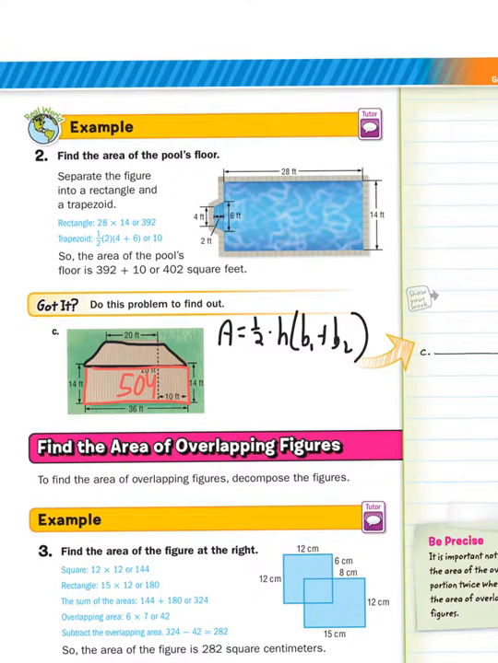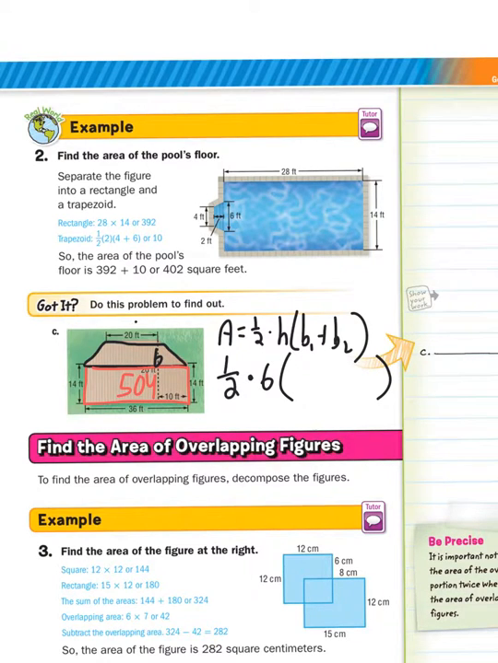So let's start with half times the height. Now, remember, this is base 1, this is base 2. My height is going to be right here. Now, if you remember, this entire height is 20. But we don't want the whole thing. We only want this little part. So if the whole thing is 20, I'm going to take away this part, which is 14. And 20 minus 14 is 6. So that means my height is 6.